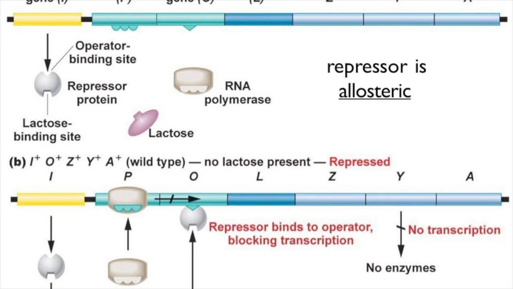So let's look at what happens if in this system we have, let's consider number B here on the bottom, okay? Look first at the genotype. It's I plus, O plus, Z plus, Y plus, A plus, okay? So Z plus, Y plus, A plus, ZYA, those are the structural genes. All of them are fine, they are the wild type, okay? O plus is the operator, okay? So the operator is the wild type. I plus is the repressor gene. It's also the wild type. So this is the normal way in which the lac operon works, okay?